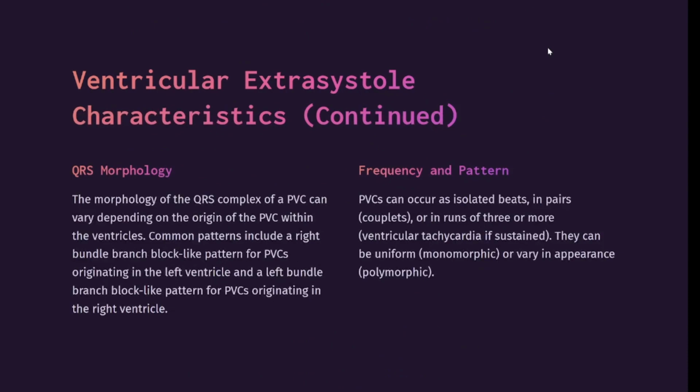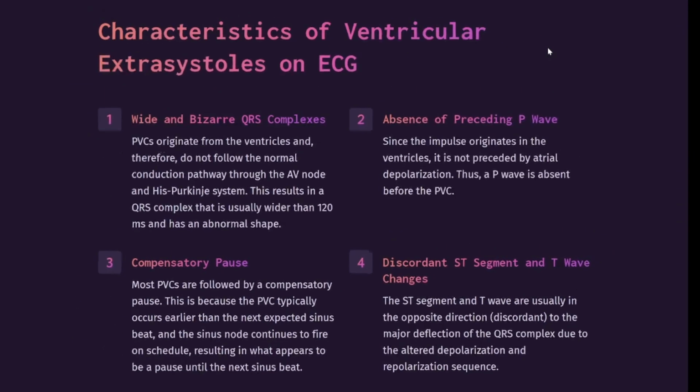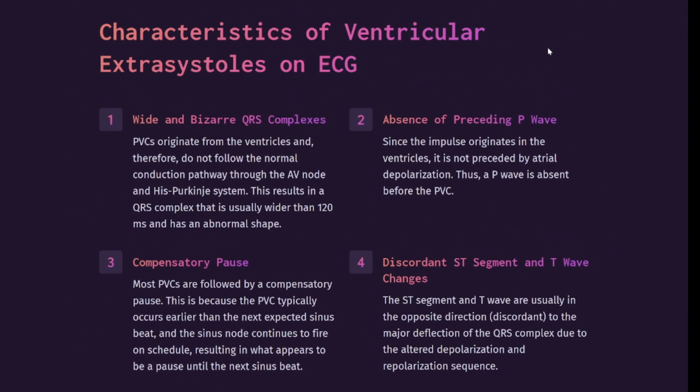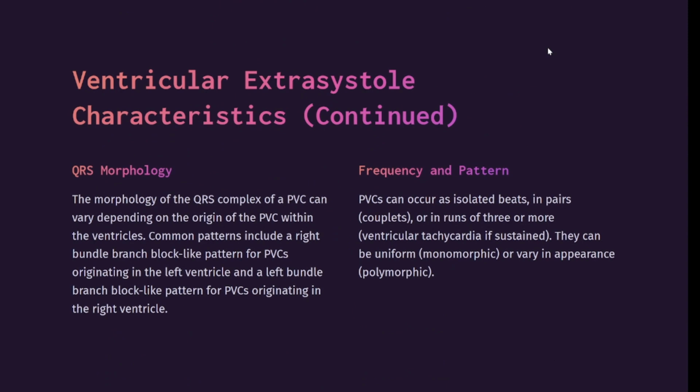4. Discordant ST segment and T wave changes. The ST segment and T wave are usually in the opposite direction, discordant to the major deflection of the QRS complex due to the altered depolarization and repolarization sequence. 5. QRS morphology. The morphology of the QRS complex of a PVC can vary depending on the origin of the PVC within the ventricles. Common patterns include a right bundle branch block-like pattern for PVCs originating in the left ventricle, and a left bundle branch block-like pattern for PVCs originating in the right ventricle.